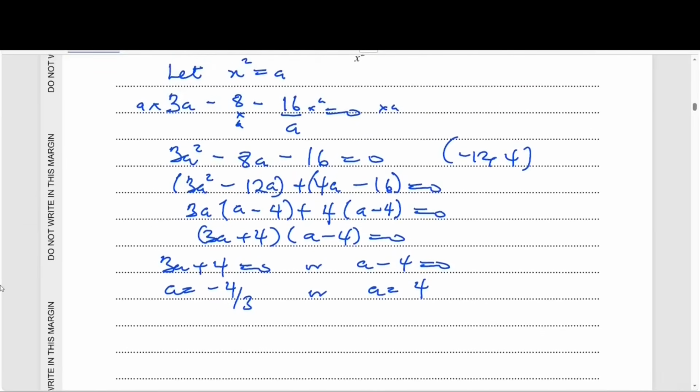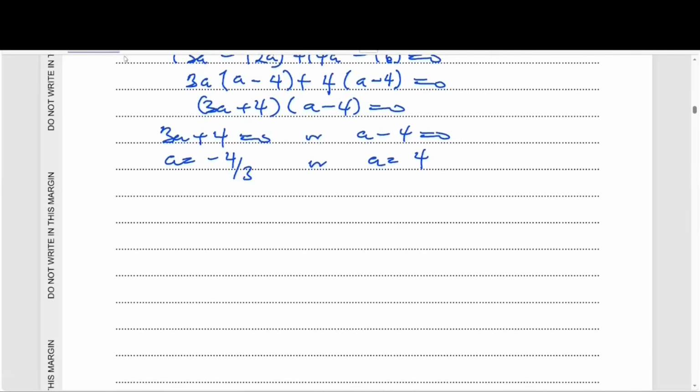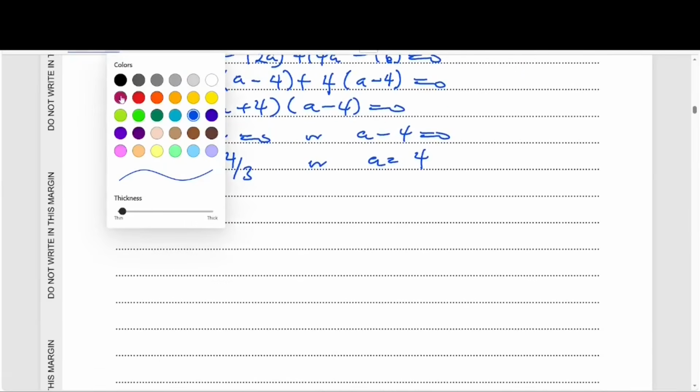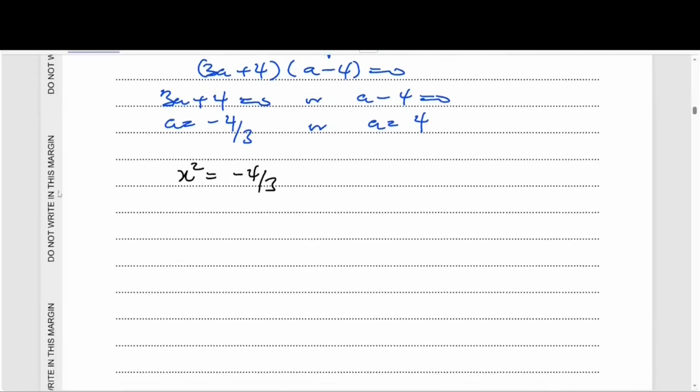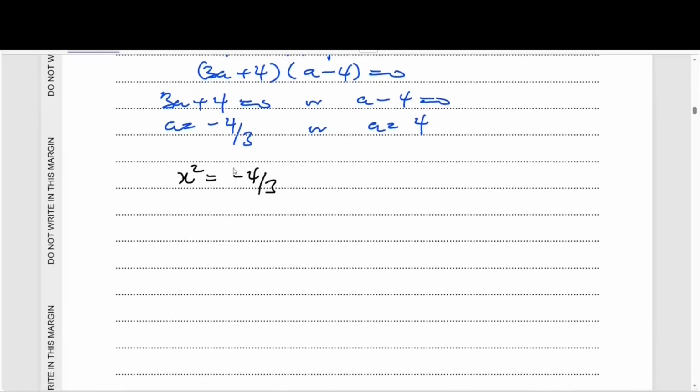We said x squared is equal to a. So we replace a by x squared. Going to do that over here. So x squared is equal to, first of all, we do the negative 4 over 3, which means that to find x, we need to take square root of both sides, but then square root of negative 4 over 3 will not give us a real number, but x is a real number. So there is no solution from this value of a, right? Then move on to the other one.